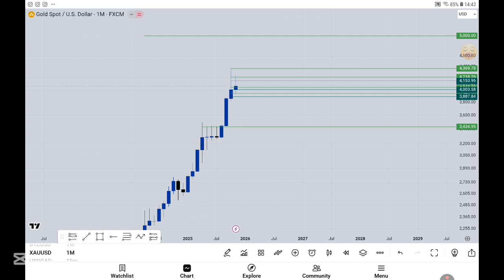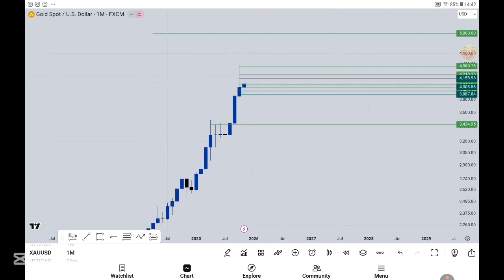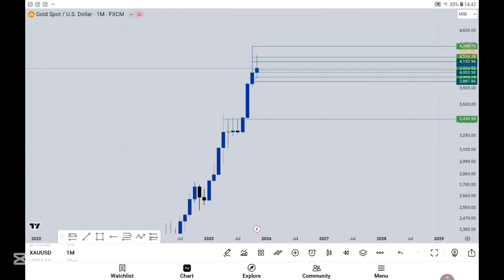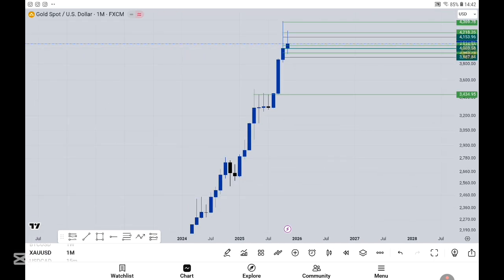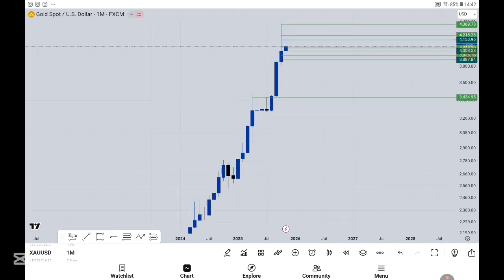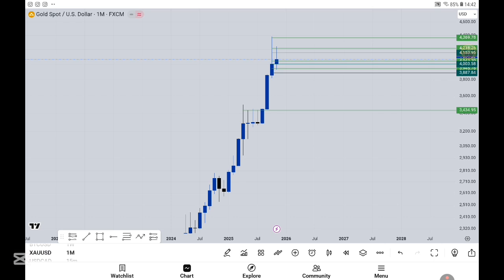So currently, as you can see on the gold USD on the monthly time frame, it is as bullish as we've seen it throughout the years. The gold USD has been bullish. So right now, on the monthly time frame, we can currently see that the market movement is bullish. Now we're going to move down to the weekly.